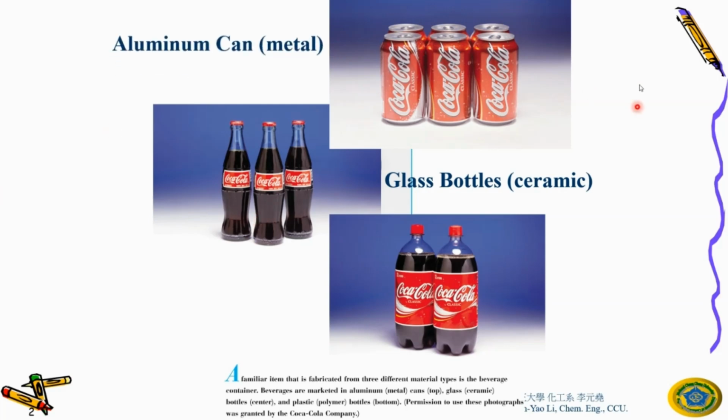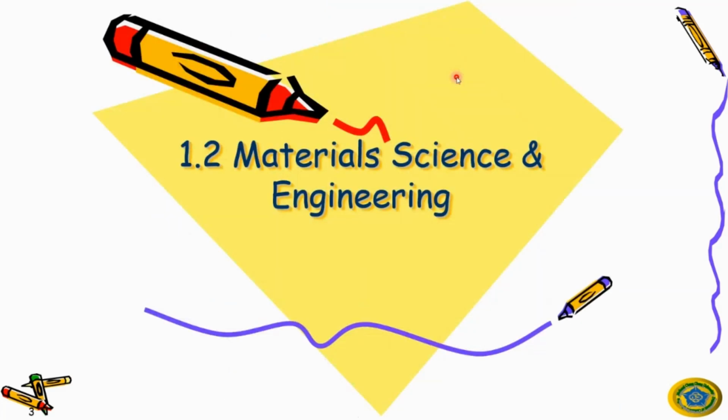So this is the glass bottle, and we call it ceramic. And this is metal. We call it aluminum can. And this is a plastic bottle, which is polymer. We will introduce these three materials a little bit in this course. So let's move to section 1.2, materials science and engineering.